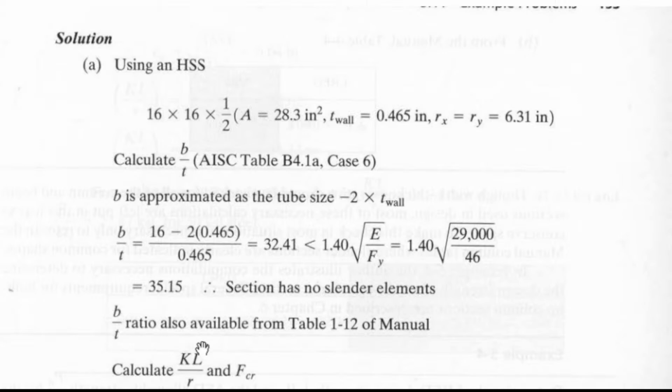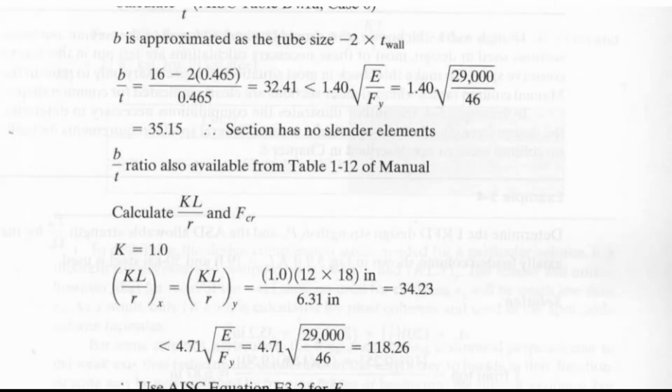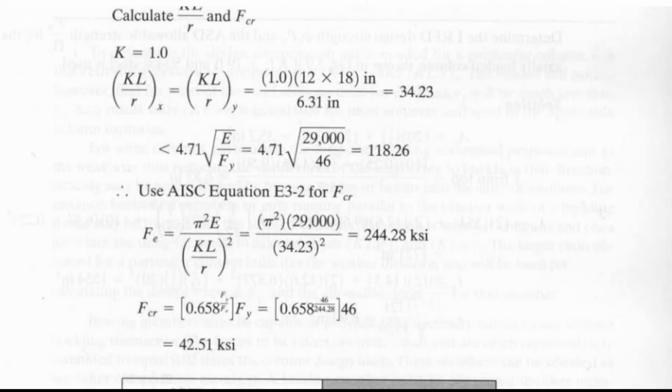B over T ratio from table 1-12. Calculate KL over r. This is the effective length. And Fcr, pin connection, meaning simple support, so K is equal to 1. What is the ratio? Therefore, 1 times L over r, X and Y, compare. Which one is smaller? The smaller one is 34.23. Okay? Is it less than this value? This value is 118. So, okay, less than. Use equation 3-2 for Fcr.